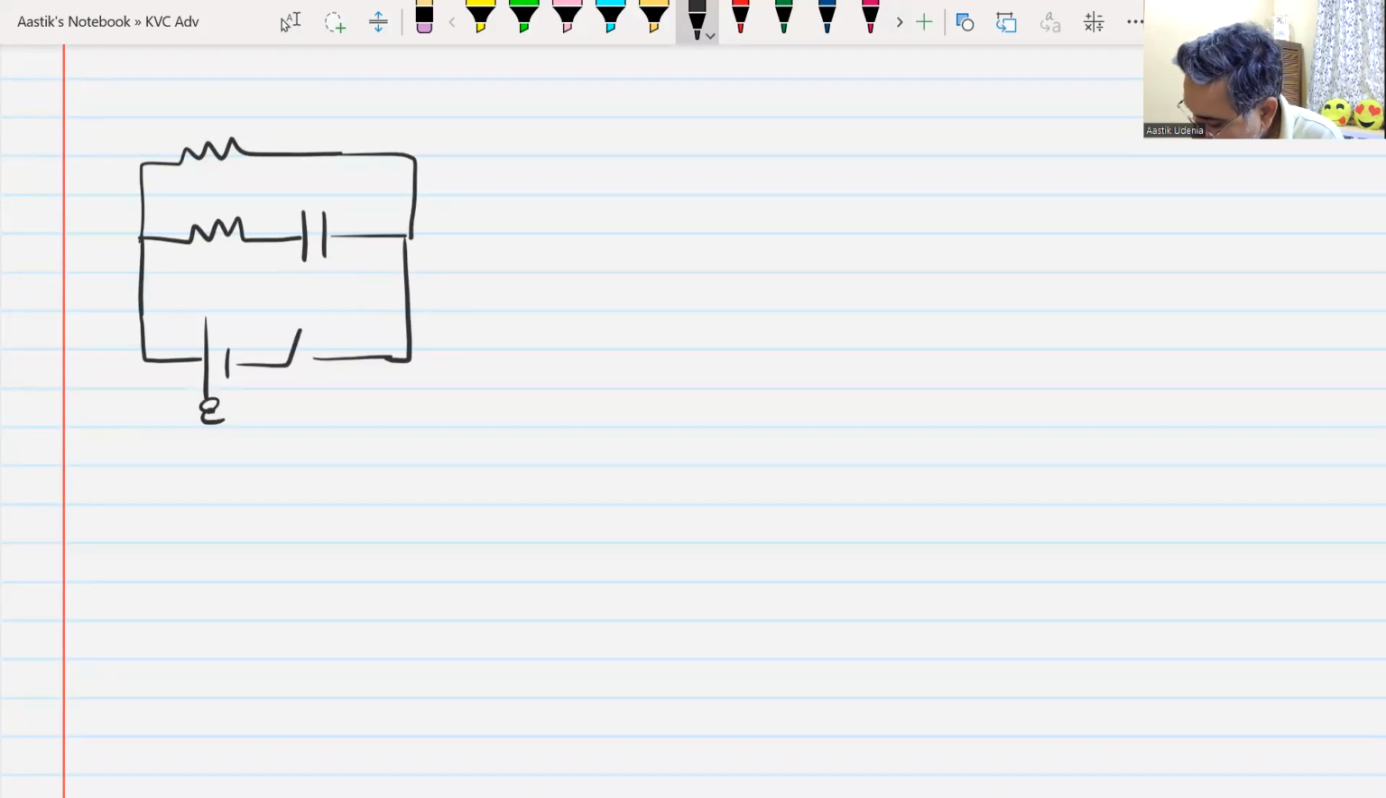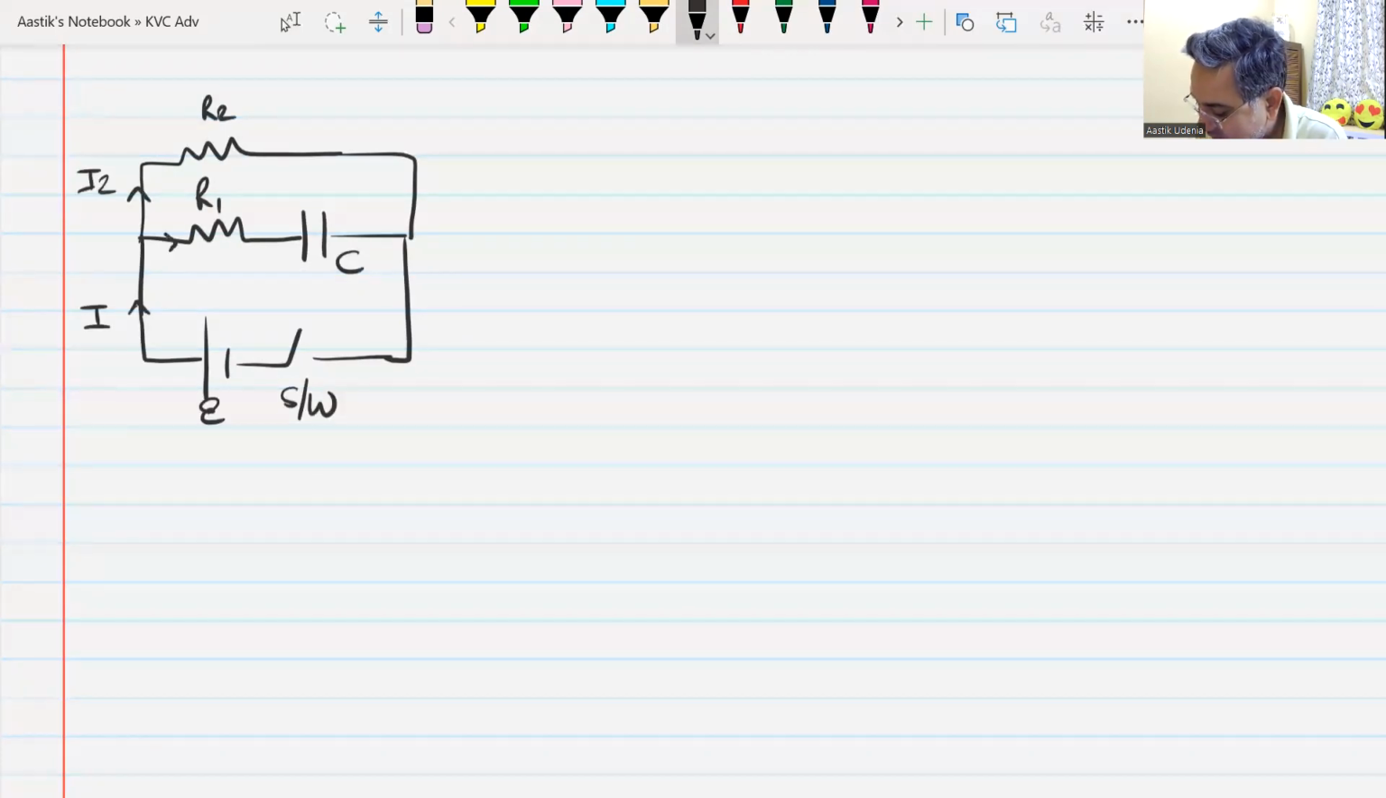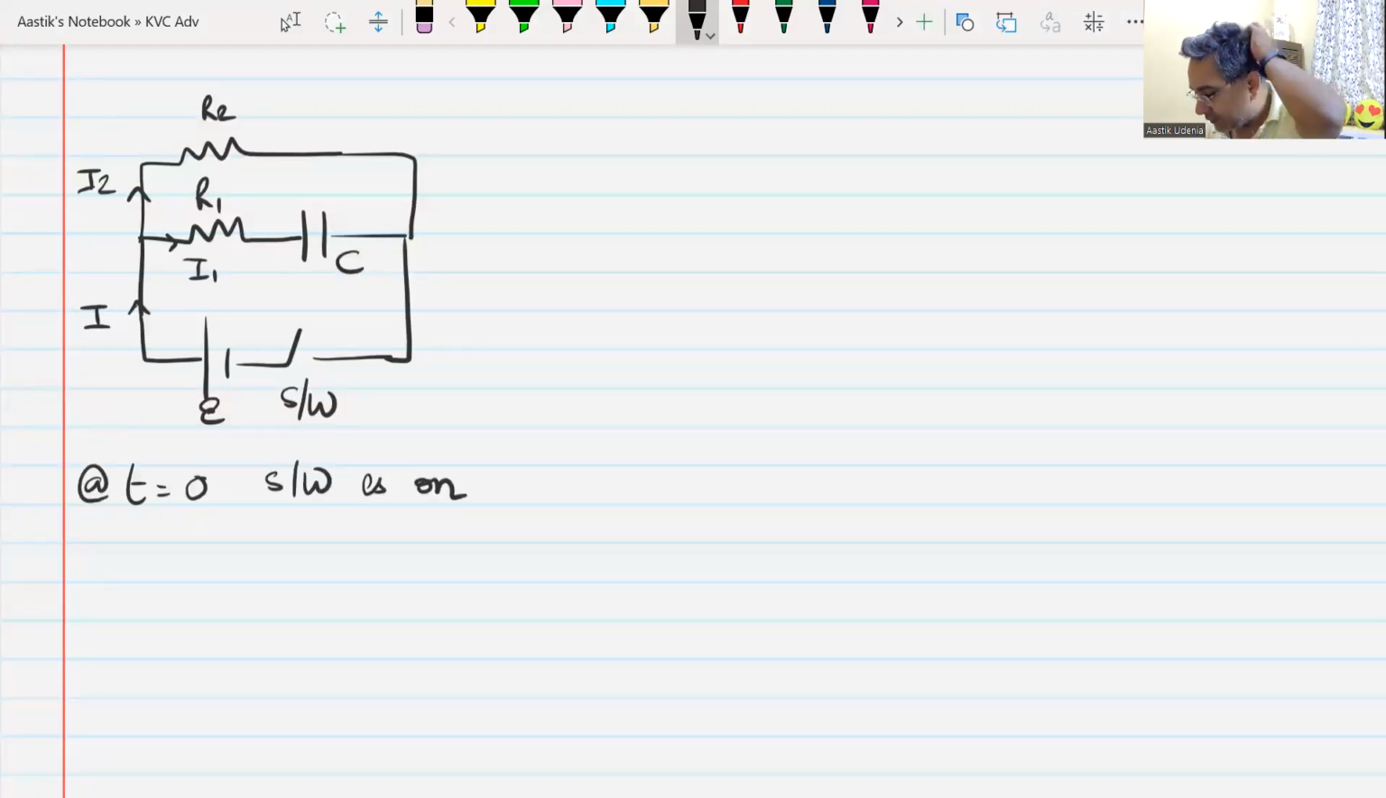And solve this question. This is a switch. This is a resistance R1. This is the resistance R2. This is capacitance C. This current is I. This current is I2. And this current is I1. At time t equal to 0, the switch is switched on. So we start the time when the switch is switched on.